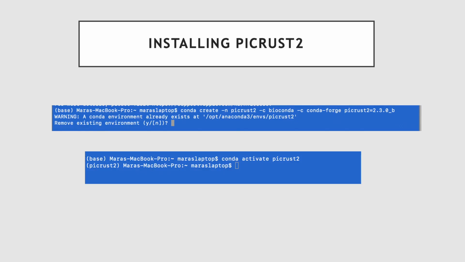If you haven't already, then you'll need to install PICRUSt2. If you're running a Mac and you already have Conda installed, then it's incredibly easy, where you just run conda create PICRUSt2 and everything should work smoothly. And then after you've installed it, just conda activate PICRUSt2 and you should be good to go.